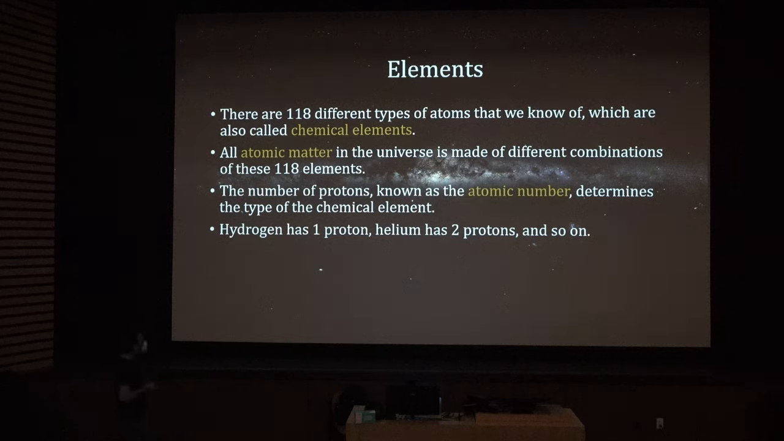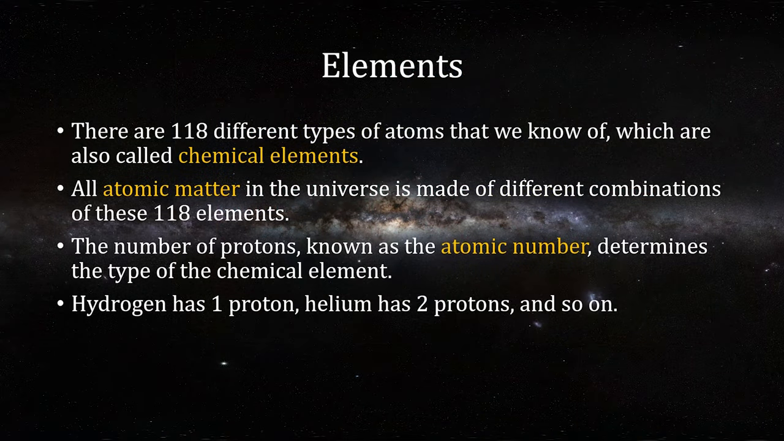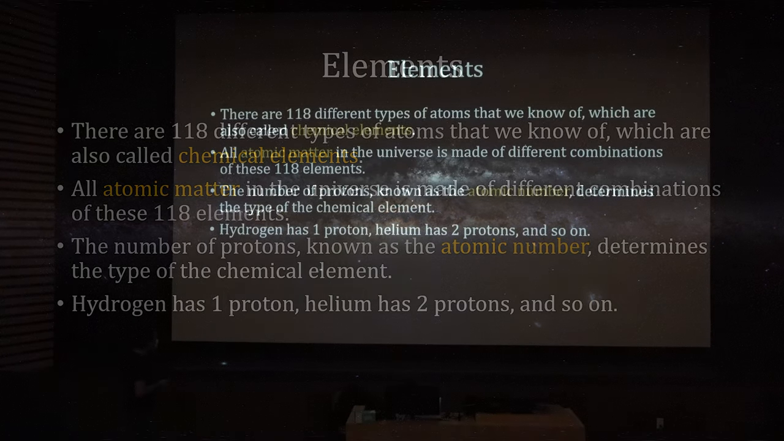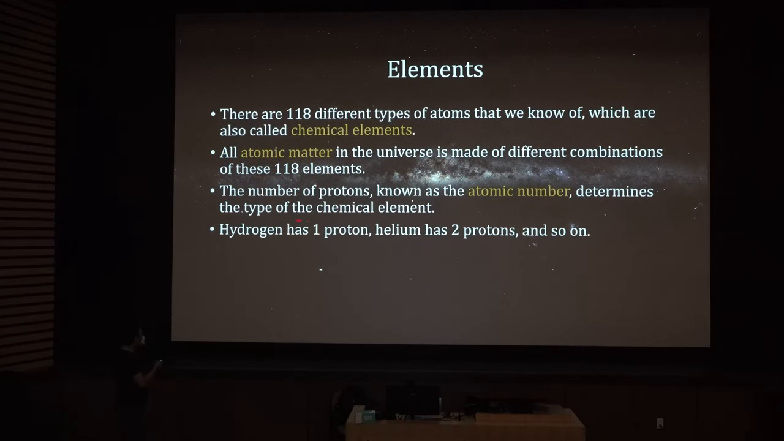The number of protons, so remember the nucleus has protons and neutrons, the number of protons is also known as the atomic number, and it determines the type of the chemical element. So for example, hydrogen has one proton, helium has two protons, and so on. Anything that has one proton and any number of neutrons is a hydrogen atom.